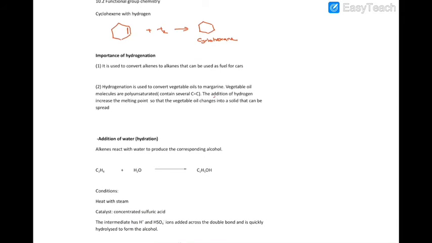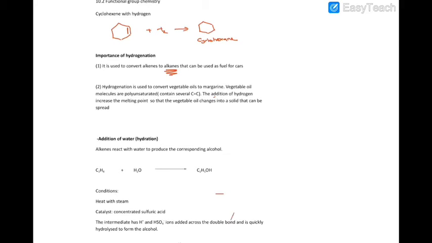The hydrogenation reaction is a very important reaction. It's used to convert alkenes to alkanes, and this is going to be used for fuel in cars because alkanes are more important fuels than alkenes.